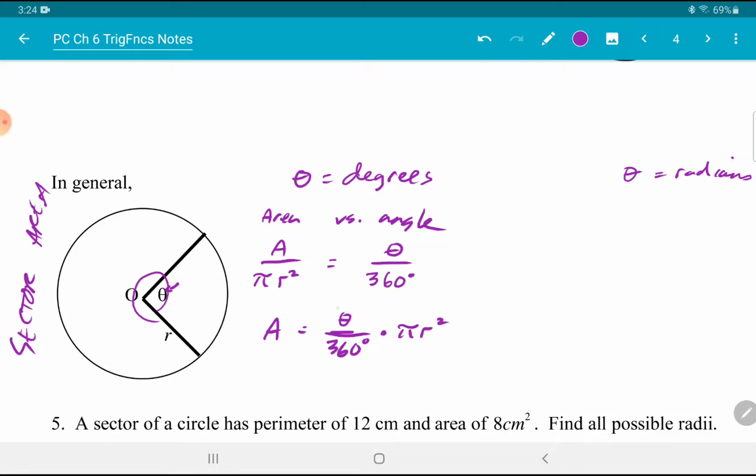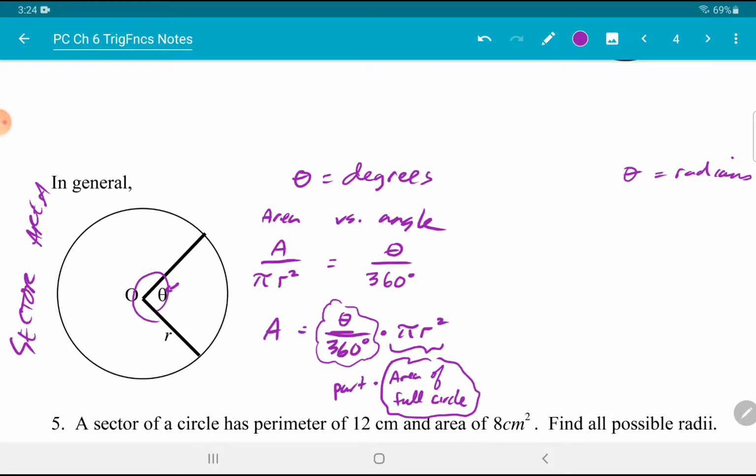If you think about what theta over 360 means, it's really like saying this is the part of the circle, and this is the area of a full circle. So you're multiplying the part by the area of the full circle, right?